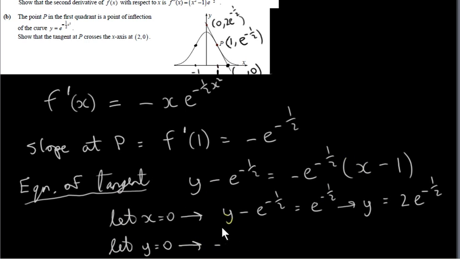If we let y equal 0 and then solve for x, we'll have minus, well, if y is 0, then we would divide across by minus e to the minus a half. Minus e to the minus a half divided by minus e to the minus a half is plus 1. That equals x minus 1. So that tells us that x must equal 2. So that's what we had to show actually. Not this point, but I've got it anyway. But this point here.